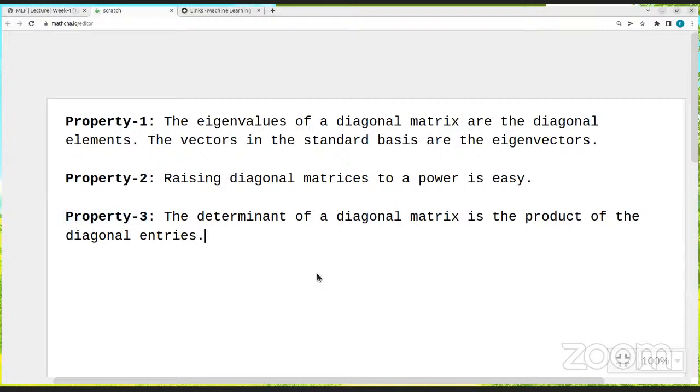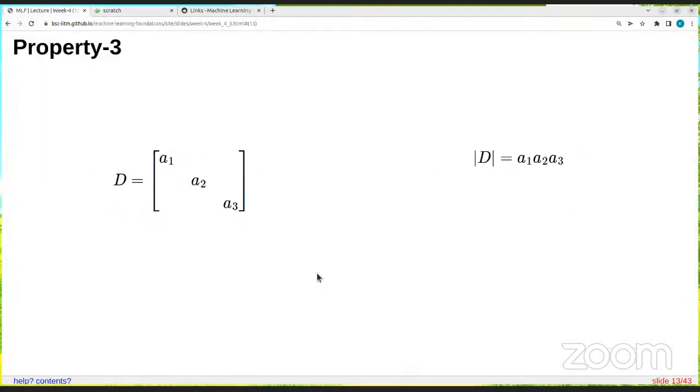Now, when is a diagonal matrix invertible? When does it have an inverse? When A1, A2, A3 are non-zero. That's correct. So let's assume that A1, A2, A3 are non-zero, in which case the inverse will be just the reciprocals, right? Is that right? Yes, sir. Correct.